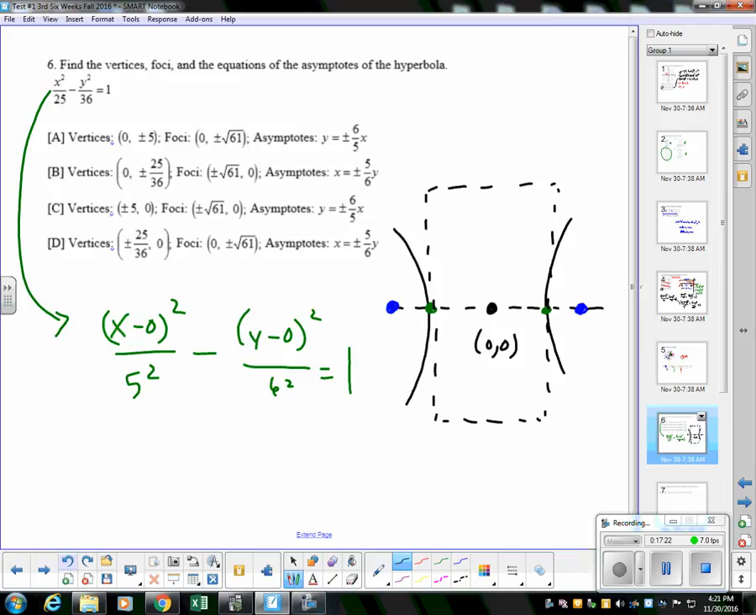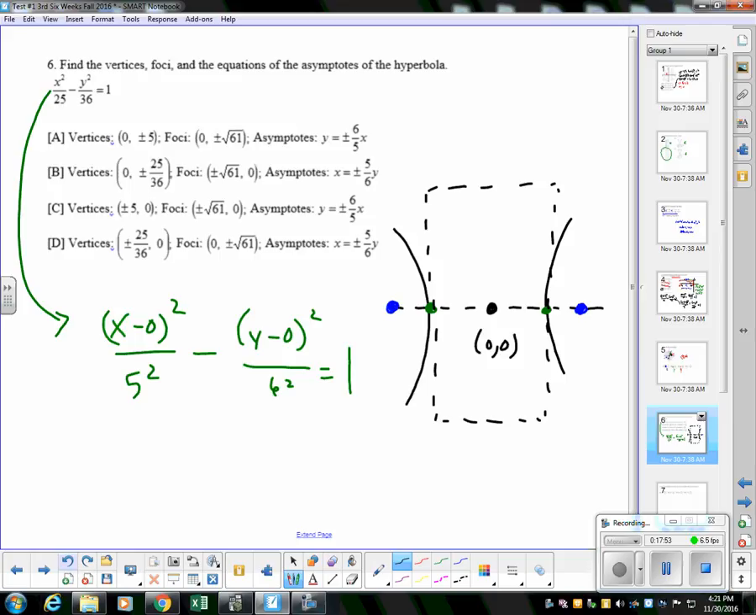It doesn't ask where the center is. The center is 0, 0. It asks where the vertices are. If you think about this, the vertices are always going to be A units away. Since the A is located under the X, that means they're 5 units away horizontally. Again, the vertices are always A units away.